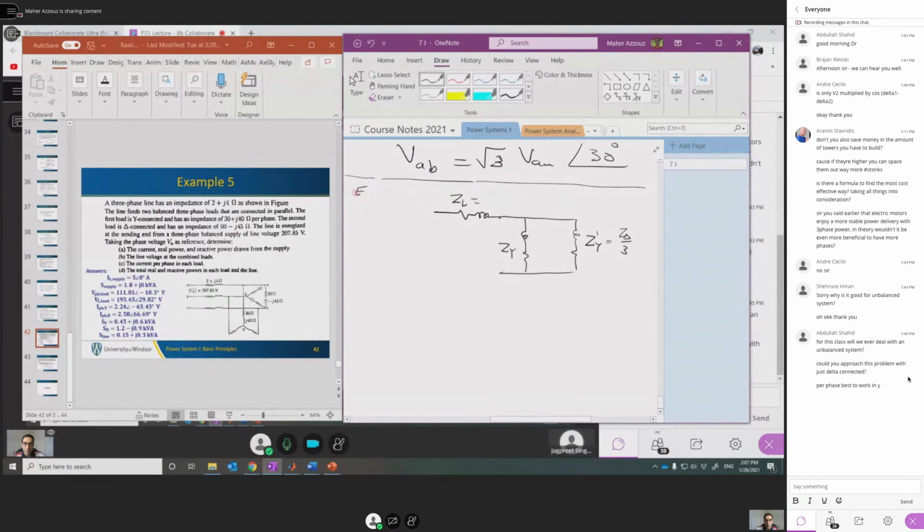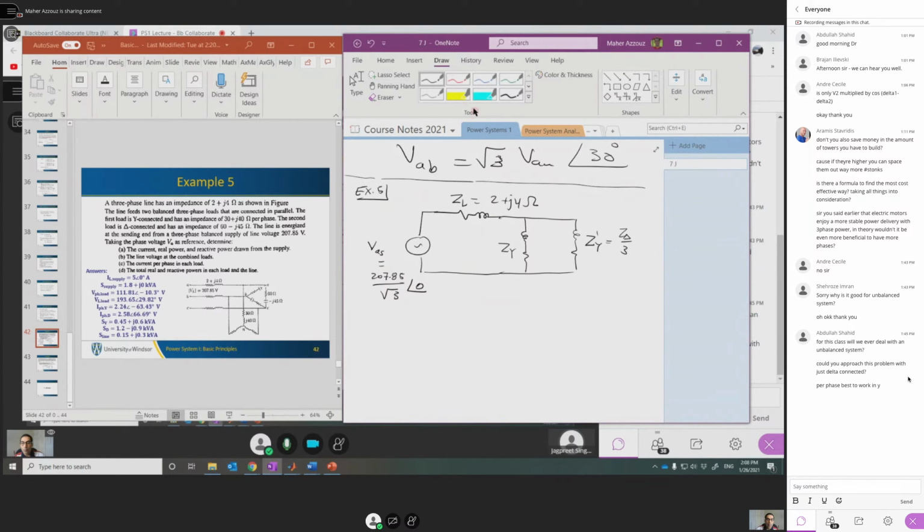This is example number 5. Z line is 2 plus j4 ohms. And we have the source. The voltage of the source, VAS, is equal to the line voltage, which is 207, divided by √3. And it is specified here to use this phase voltage as a reference. So the angle of this voltage is 0.